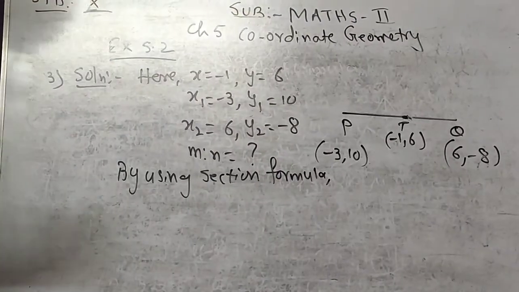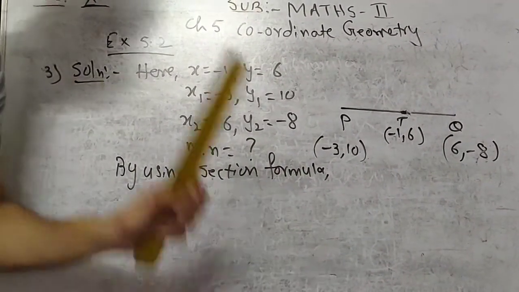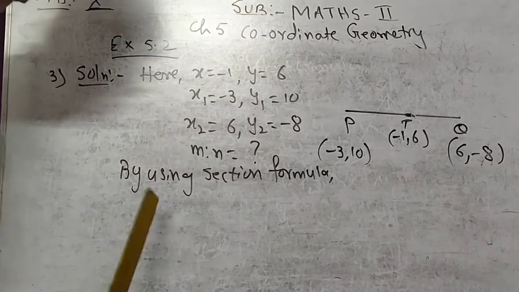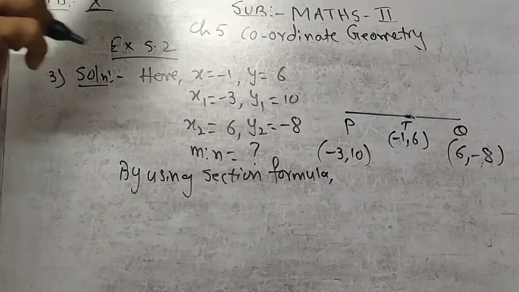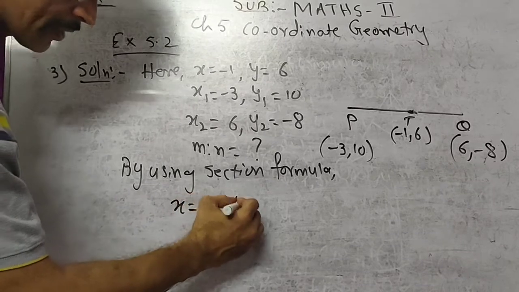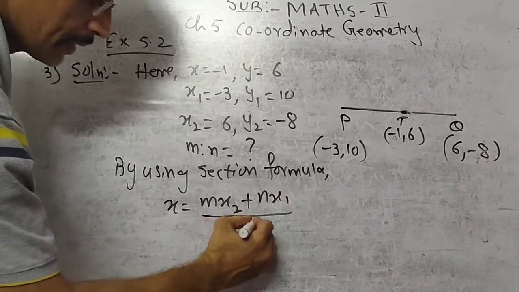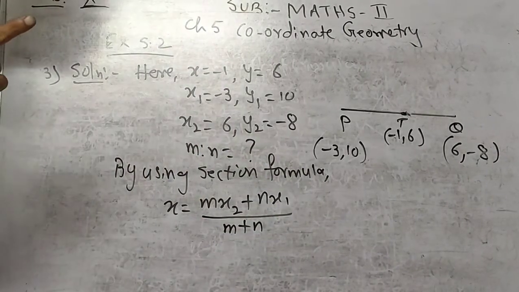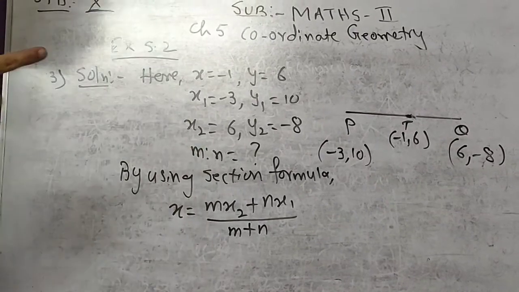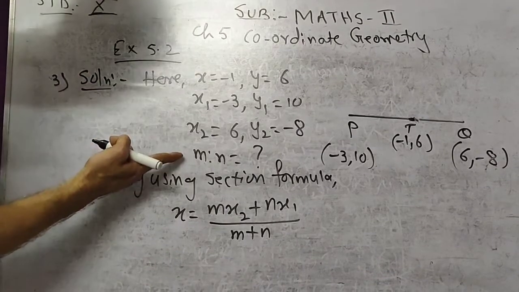okay. Now there are two formulas, for x also and for y also, but to find out the ratio there is no need to use both. You need only one. So only one we are using, that is x is equal to mx2 plus nx1 upon m plus n. Only one we are using. Okay, with the help of this one you can get the ratio. There is no need to use the second one. Okay, why? Because we need to find the ratio.